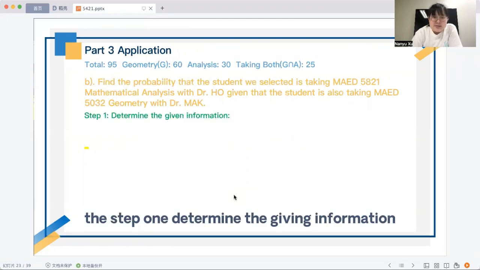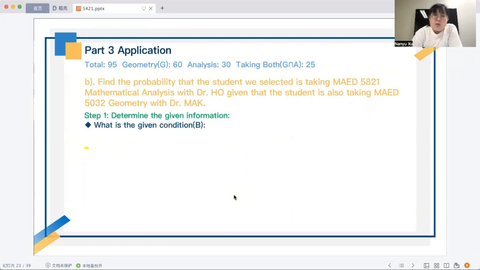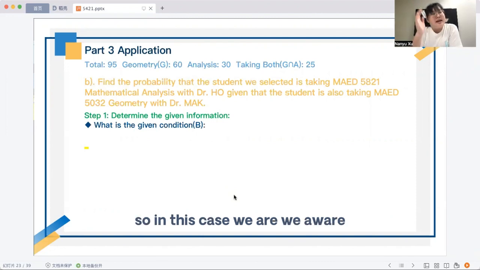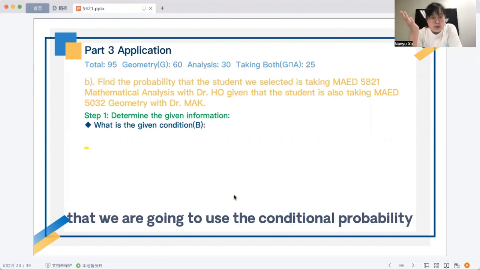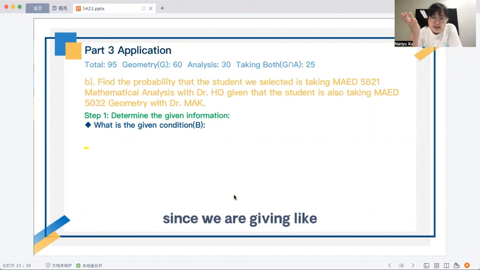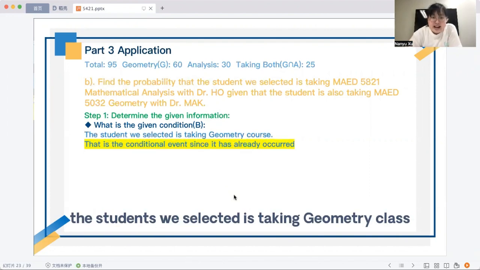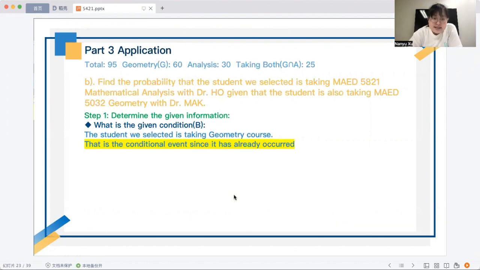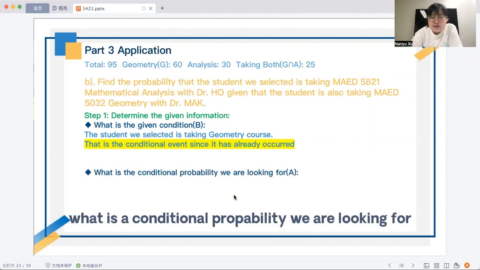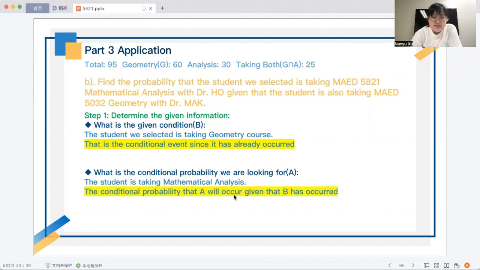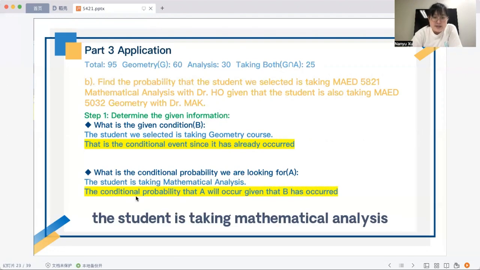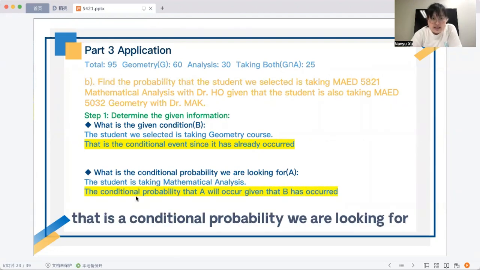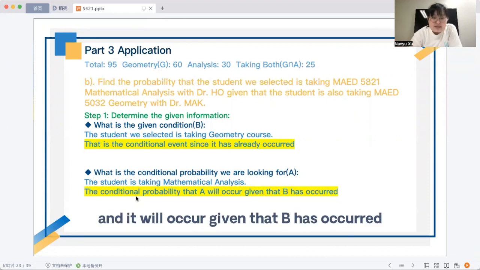Step 1, determine the given information. What is the given condition B? In this case, we are going to use the conditional probability since we are given that the student we select is taking the geometry class. That is a conditional event since it has already occurred. What is the conditional probability we are looking for? The student is taking mathematical analysis. That is the conditional probability we are looking for, and A will occur given that B has occurred.